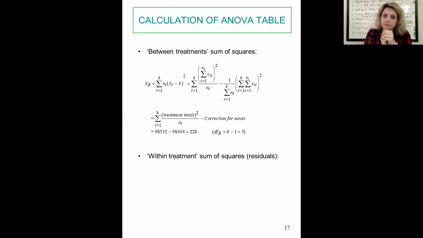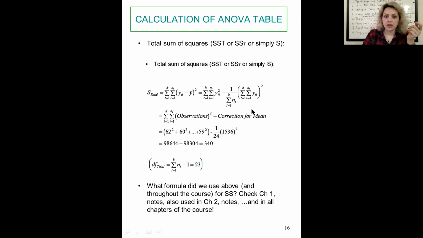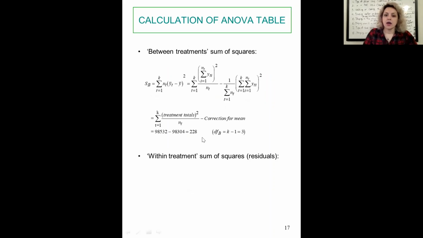So for the correction for mean, look at here. You have the sum over t equal to 1 to k, i equal to 1 to the number in the treatment, of y_ti, which is going to be 98,304. The correction for mean that we have for the total corrected sum of squares is the same correction for mean that we would use here. And we would get 228. The degrees of freedom for between treatments is like that: we have 4 treatments minus 1, which is 3.